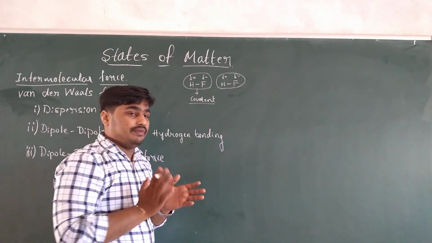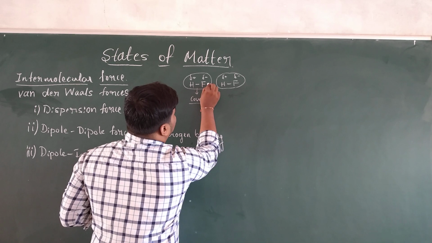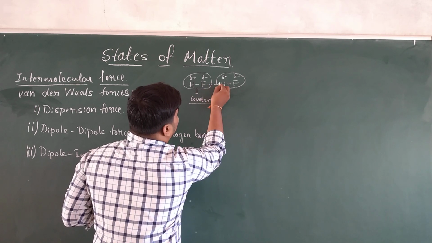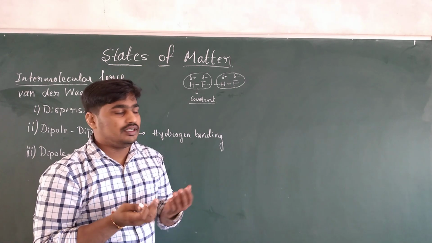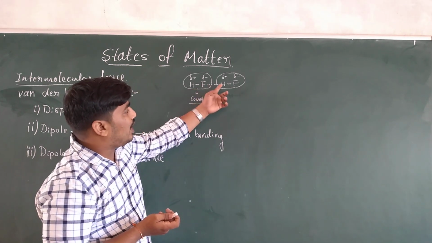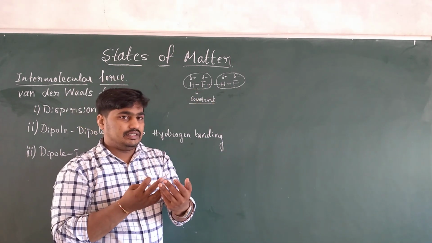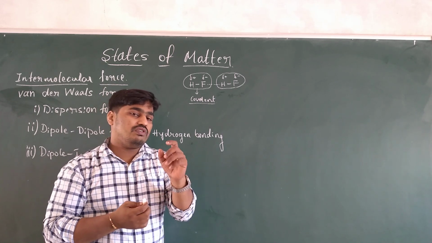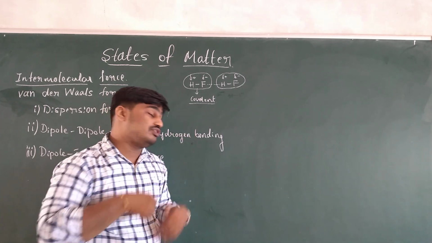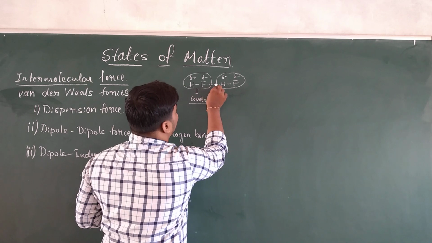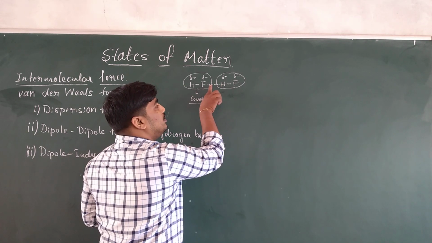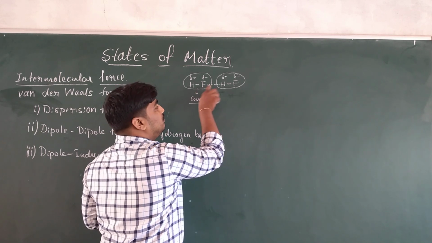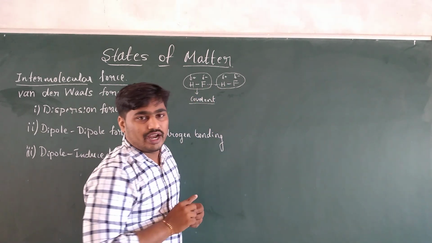This negative and positive charge attract strongly when these two molecules come in contact with each other. When these two molecules come in contact, fluorine and hydrogen are strongly attracted, and this strong attractive force leads to formation of a new bond. There is a generation of a bond between the fluorine and the hydrogen.